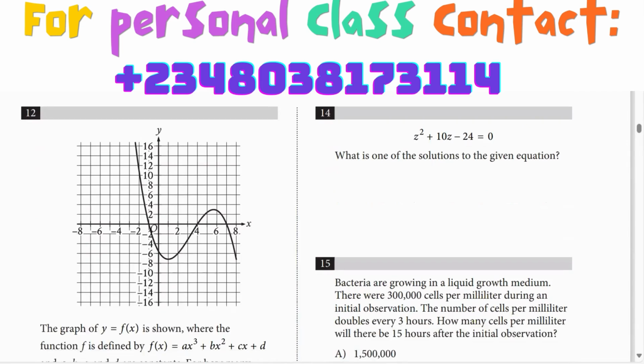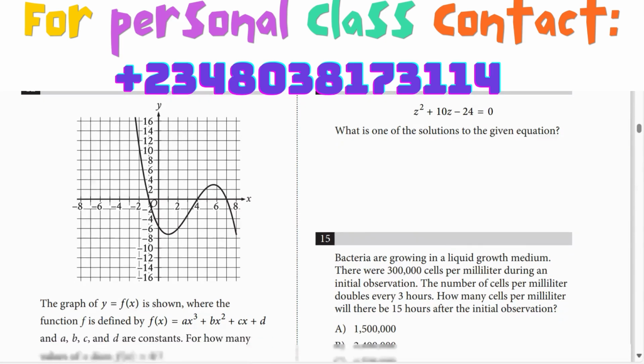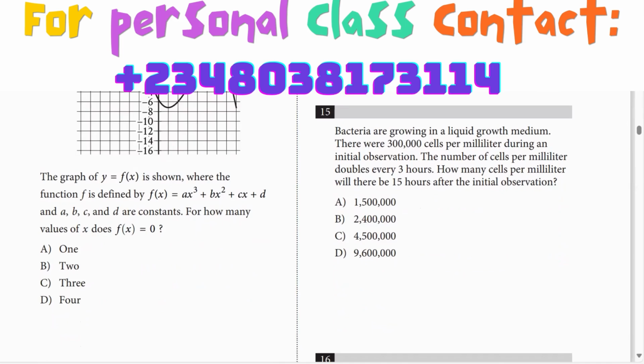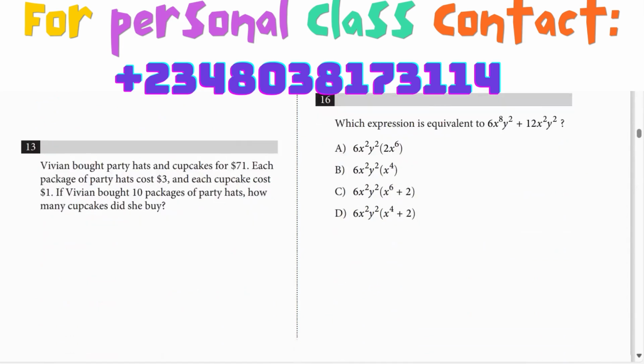Question number 12. The graph of Y equals f of s is shown where the function f is defined by a s cubed plus b s squared plus c s plus d. We are asked to determine how many values of s does f of s equals 0 have. So when it becomes 0, we have 3 values, 1, 2, 3. So there are 3 values for that. So we pick that and we proceed to number 13.